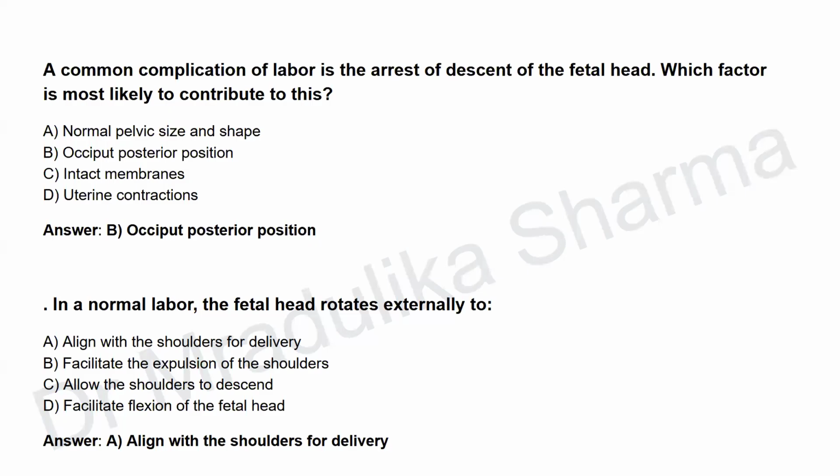Now, in a normal labor, the fetal head rotates externally to align with the shoulders for delivery. As I already told you, the shoulders come in AP diameter from the oblique, and it is visible externally as the fetal head rotates, external rotation. So the answer is align with the shoulders for delivery.